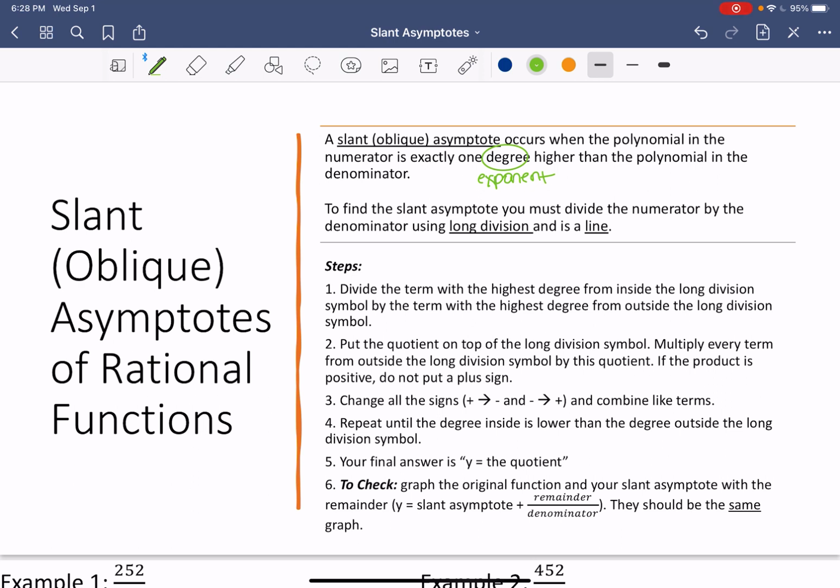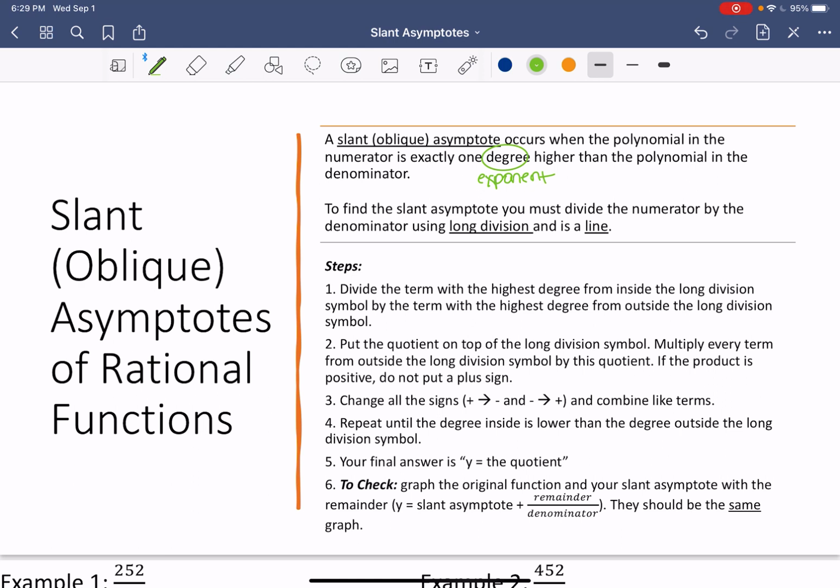Your final answer will be y equals and then whatever the quotient was on top. And then to check, you can graph the original function and your slant asymptote with the remainder. So sometimes you'll have a remainder, just like you would if you were dividing regular numbers. So you'll put the slant asymptote and then you'll do plus the remainder on top and the original denominator in the bottom. And they should be the same graph. So if they're not the same graph, then you probably did something wrong, and that's a good indicator to go back and double check your work.